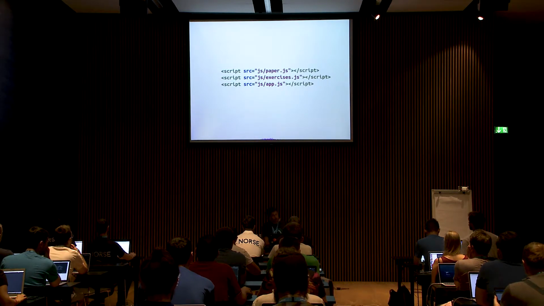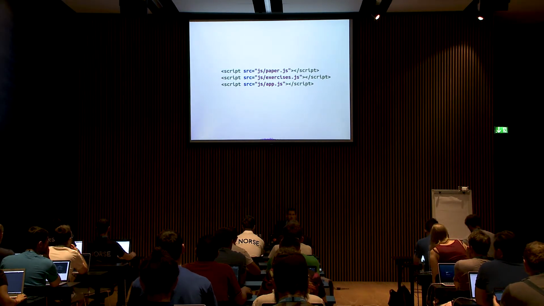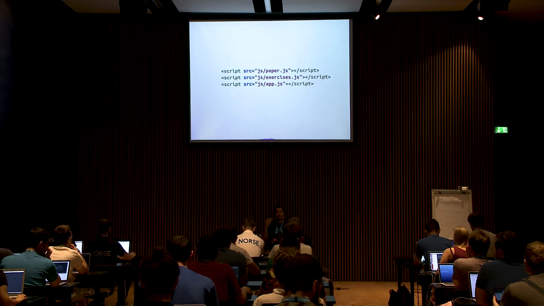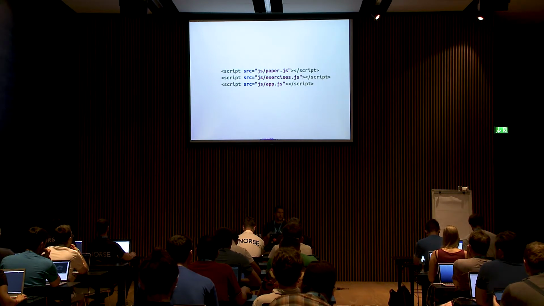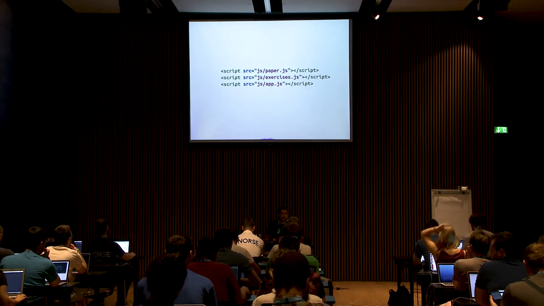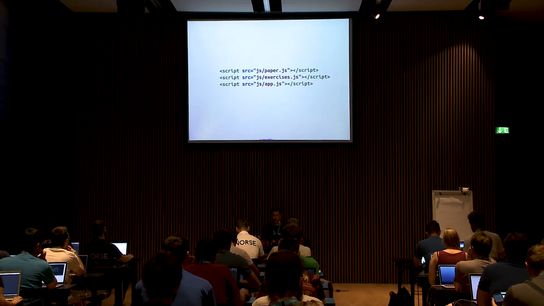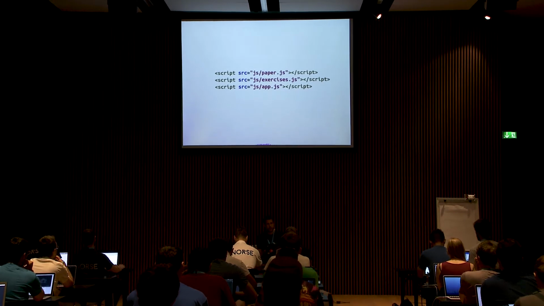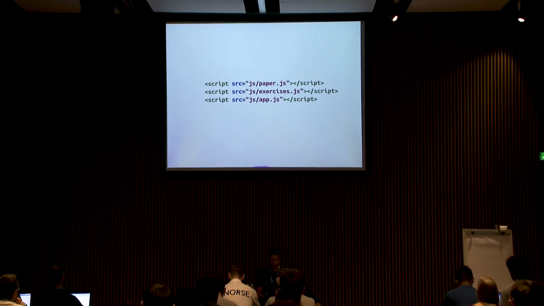So there's paper.js, which defines this little thing where you can input and output text. There's exercise.js, which uses random numbers to generate simple arithmetic exercises, and there's app.js, which ties this together into this trivial app that you're seeing.